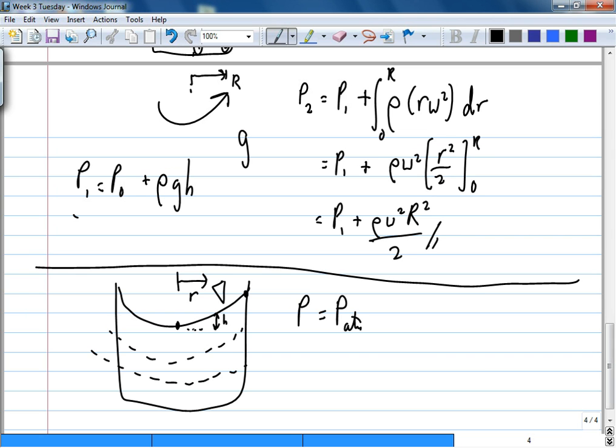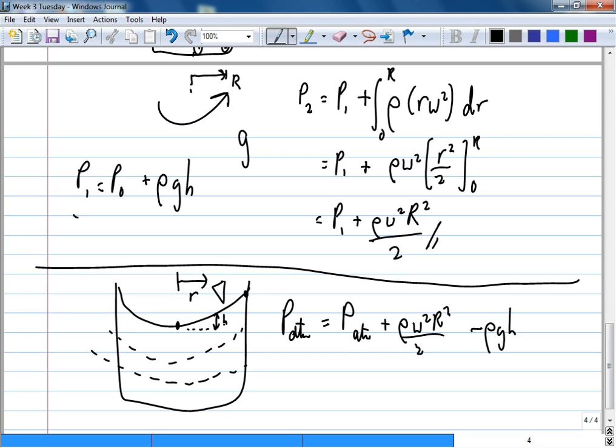As you go out, your pressure will increase. So pressure is atmospheric everywhere, equal to, starting at this point, P atm plus rho omega squared R squared on 2. But I also go up, so minus rho g H.